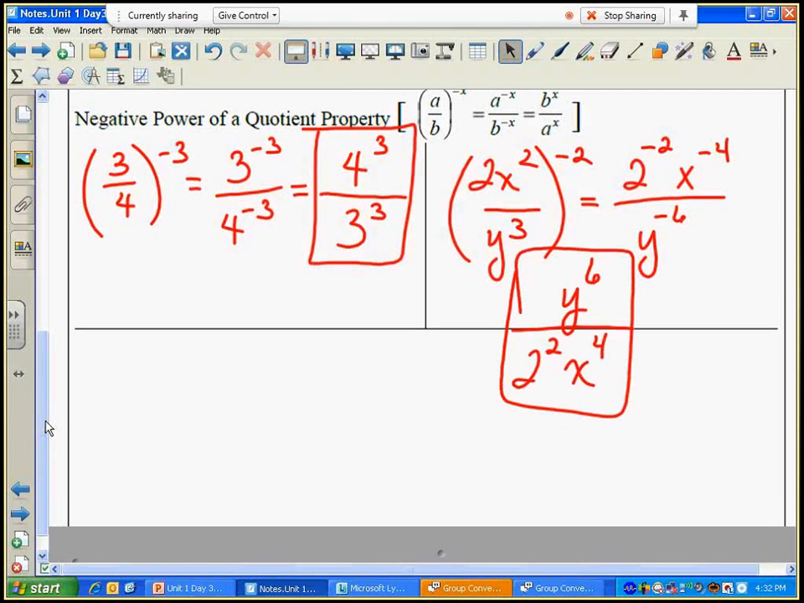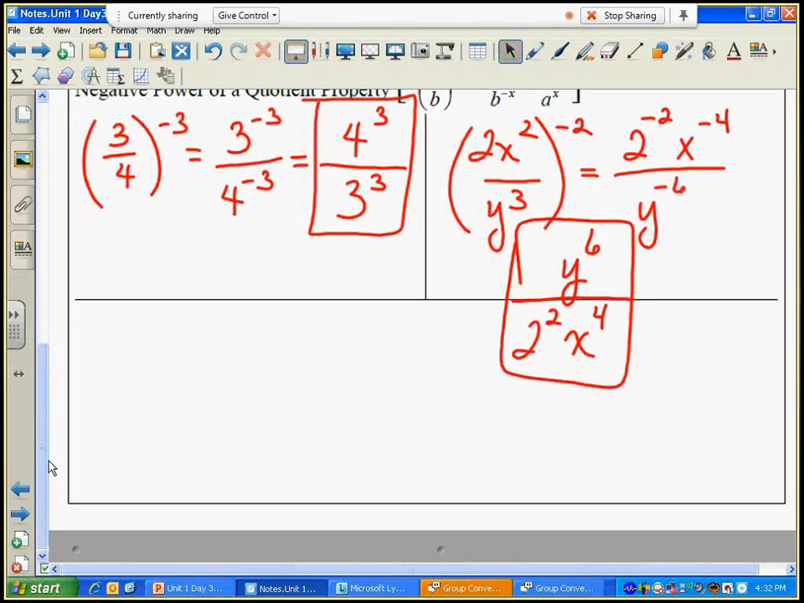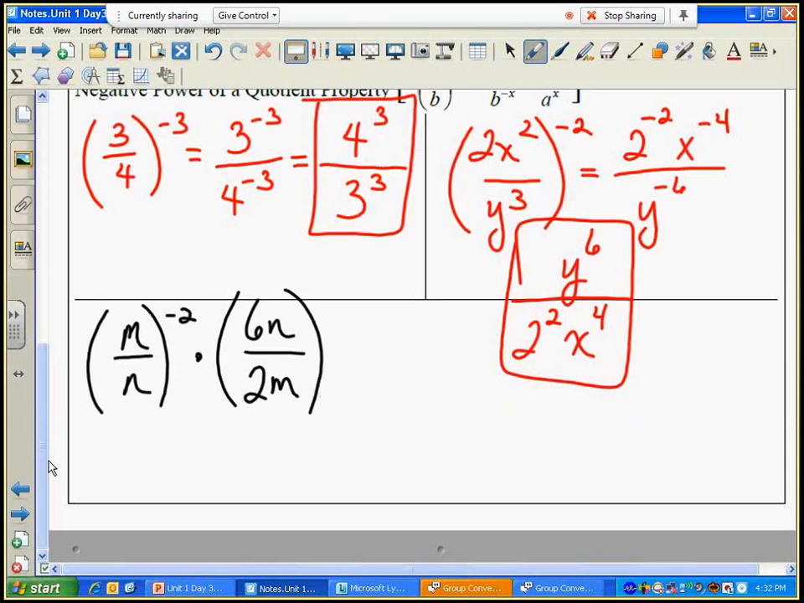Okay. Last example. Let's try this guy. Let's try m over n to the negative second power times 6n over 2m to the negative third power. Well, here we have a multiplication in the middle. We have exponents. And we also have parentheses. So it means we've got to do the parentheses first, then the exponents, then the multiplication.